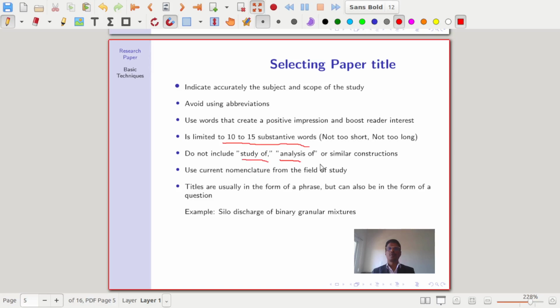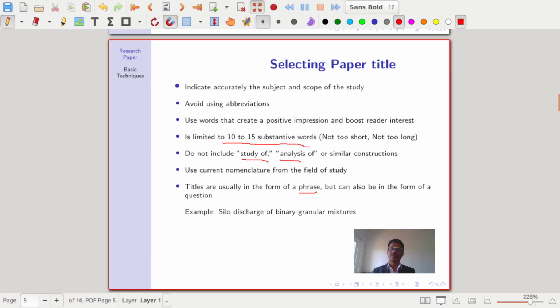Usually "study of" is used in a thesis title, and a thesis title or a report title cannot be a paper title. You should use the correct nomenclature from the field of your study. Titles are usually in the form of a phrase or also in the form of a question.